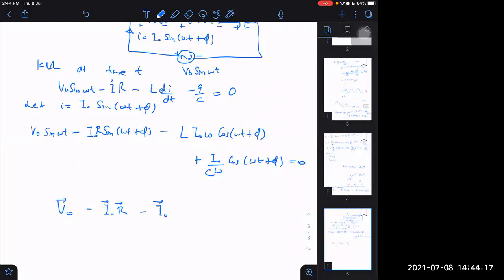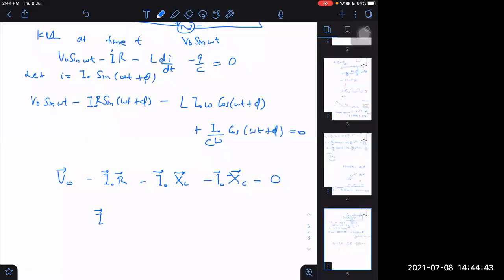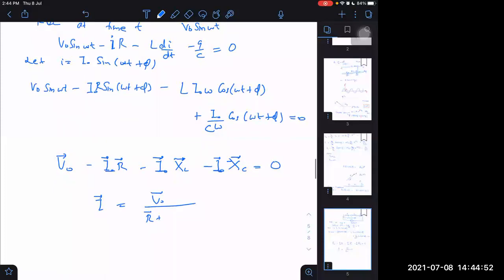I naught into, what is this term here? This term has a phase, phase something. I don't know what the phase is, but let me just write it as XL vector, plus, again minus I naught into XC vector is equal to 0. Simple. Then what do I get I vector as? I vector is simply V naught vector divided by R vector plus XL vector plus XC vector. Is it right or not?